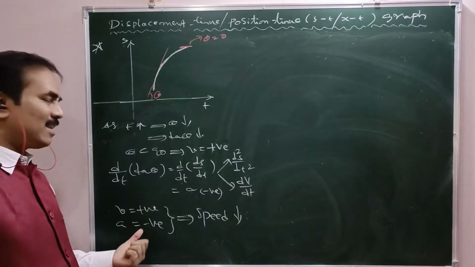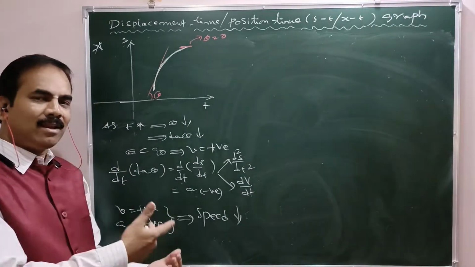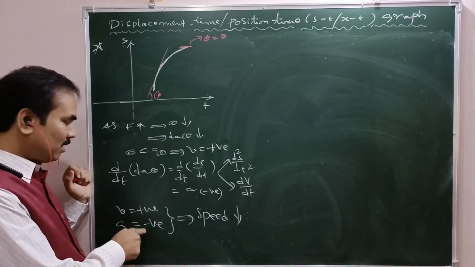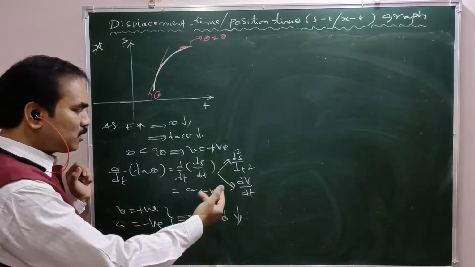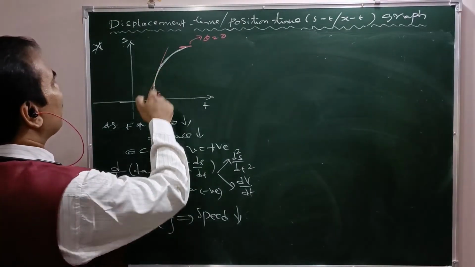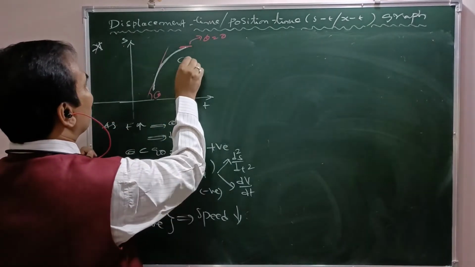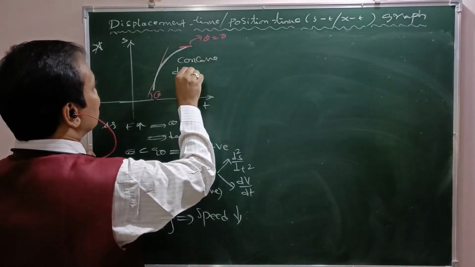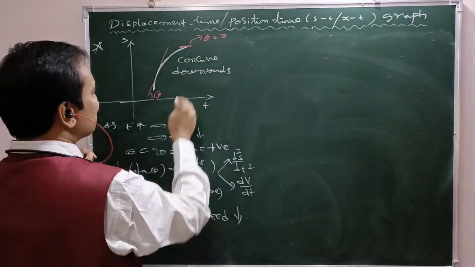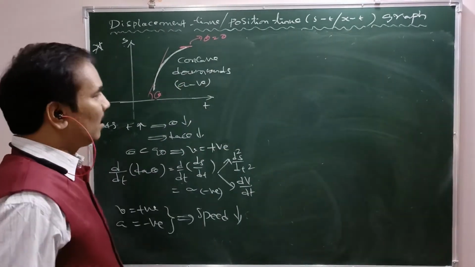See, velocity positive, acceleration negative. If both are having the same sign, if both are positive or both are negative, then speed is increasing. But here, both are having different signs. One is positive, another one is negative, means speed decreasing at a constant rate. So, what is the shape here? Concave downwards. Concave downwards means acceleration negative. Right?